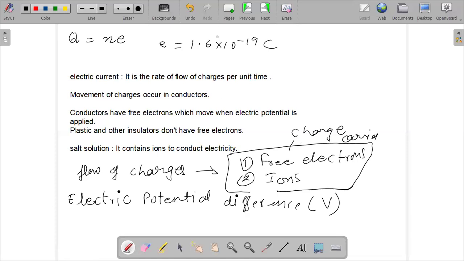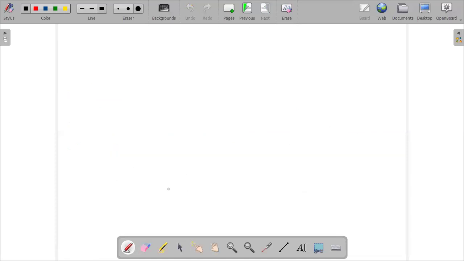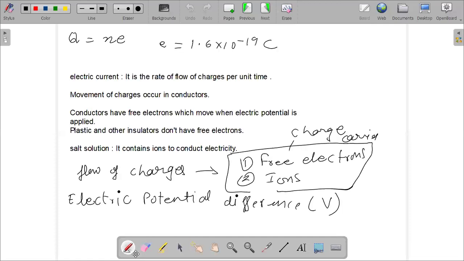Okay, so let us see. What do we want our electric current to do when the charges are moving? Suppose we created the electric potential, suppose there is current, so what do we want? Of course we want something to do with that electric current.